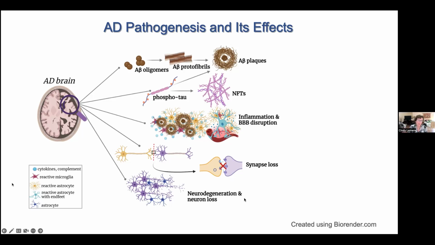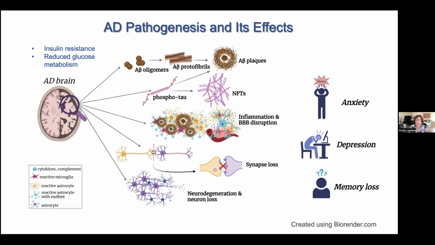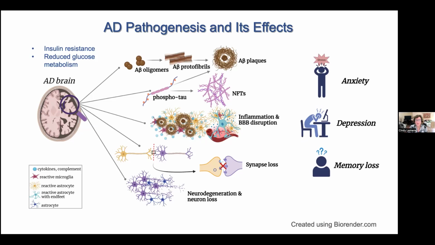And it's been said that roughly 40% of neurons are lost in the hippocampus of someone with moderate to severe Alzheimer's disease. So this is actually associated with insulin resistance and reduced glucose metabolism, the latter of which is seen by FDG PET imaging. And taken together, all of these can lead to anxiety, depression, and memory loss in Alzheimer's disease. And I just want to point out that these things occur over many years. It's not an overnight disease. It's a very long-term chronic disease.